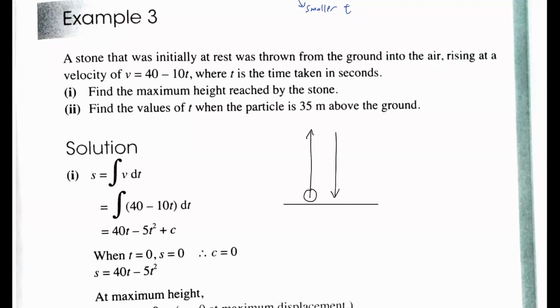Okay, good. So maximum height reached by the stone. When do you get a maximum height? V equals 0, right? Maximum height means you want the maximum point of S. So how do you get maximum point of S? Maximum point means you have to follow that star procedure. D, differentiate S.